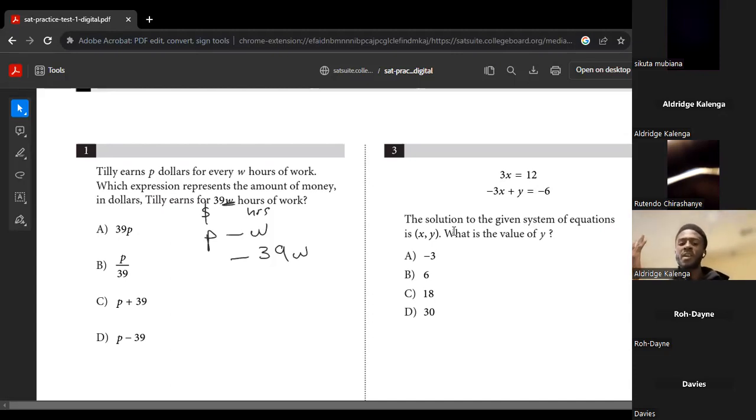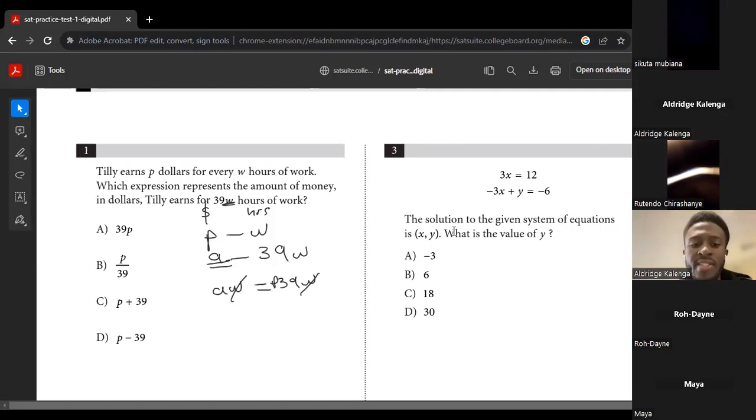So this person earns $P for W hours. What happens when they work 39W hours? You can put whatever variable here. I think you said A for amount, and that's what you're solving for. So you cross multiply, using proportions, and you have AW equal to 39PW. Then we can cancel out the W's because we divide W on both sides.